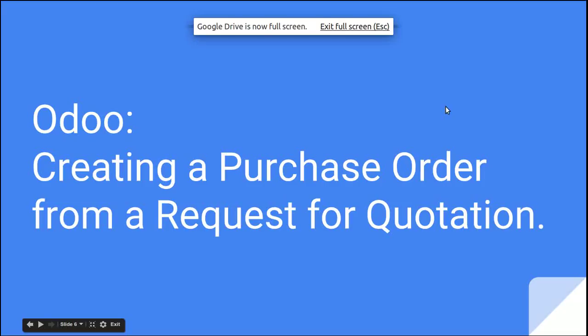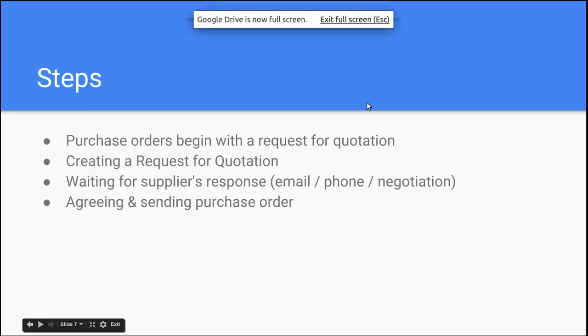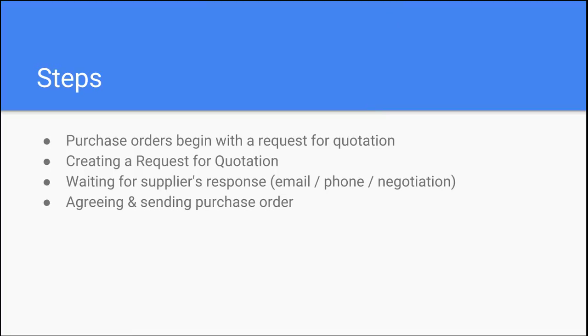Welcome. This video will show how to create a purchase order from a request for quotation for a single supplier. We will now go through the process of creating a request for quotation, and we will play out the scenario of the negotiation, the phone and the email, and arrive at agreeing on the request for quotation, which will then create a purchase order to that supplier, and we'll go through the process of receiving the products and processing the invoice from the supplier.